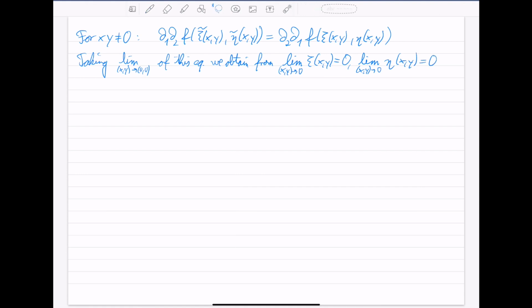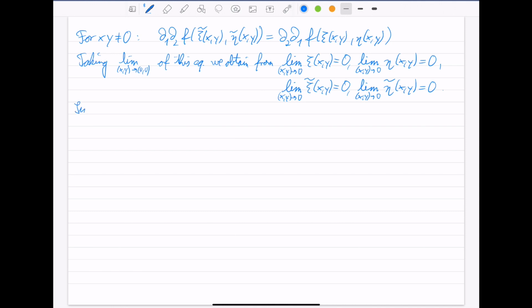And now I can use my favorite trick again, this time for a good purpose, namely copy and paste, namely the same with tildes. So the tildes, xi tilde and eta tilde will also go to 0. So now the only thing we need to use is that we have the continuity.